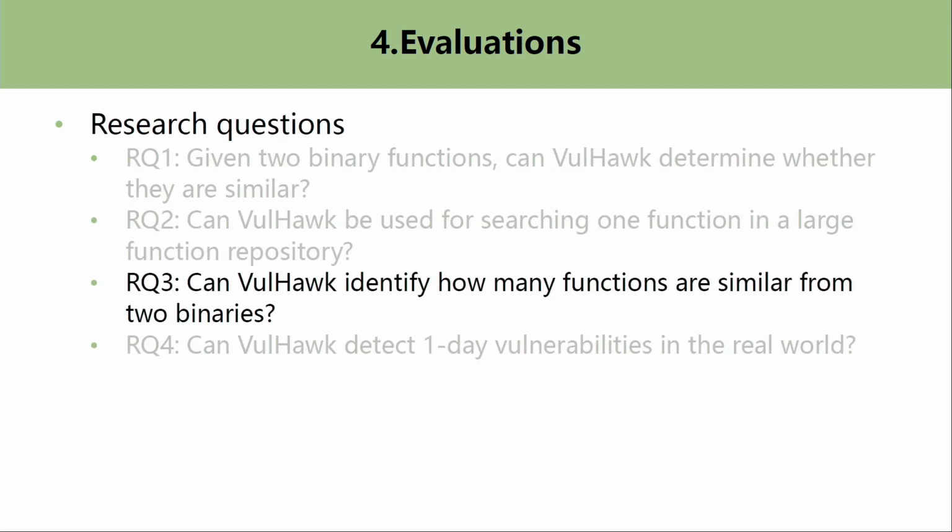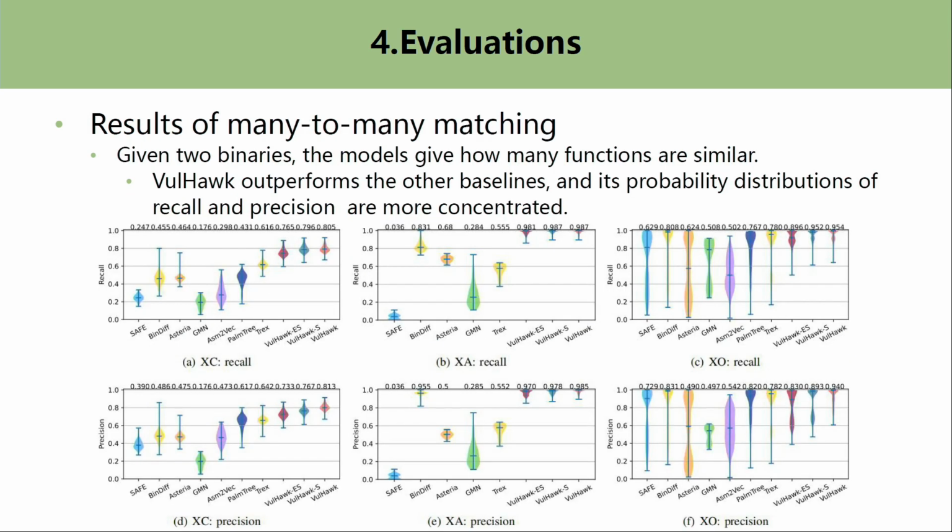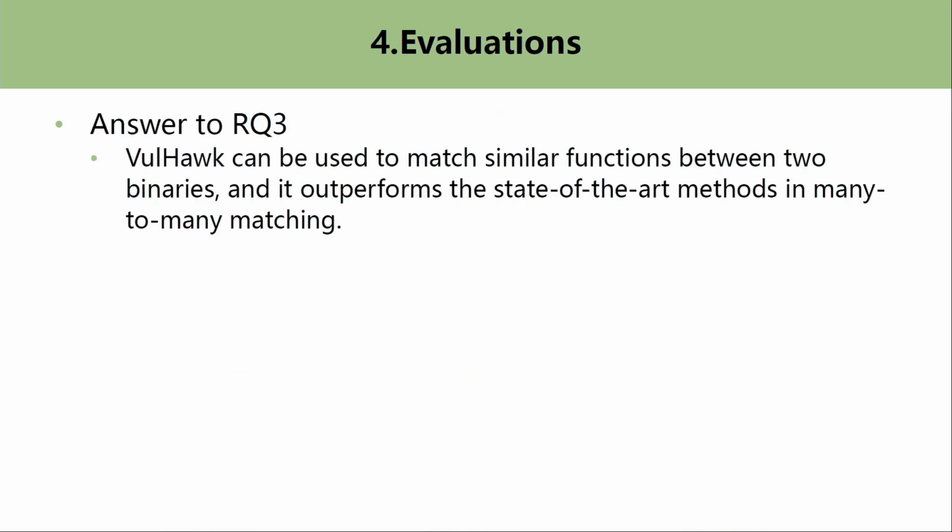The third is, can VulHawk identify how many functions are similar for two binaries? Here is the result of many-to-many matching. In this experiment, given two binaries from the same code, the model determines how many functions are similar. VulHawk outperformed the other baselines, and its probability distributions of recall and precision are more concentrated. We can answer research question 3. VulHawk can be used to match similar functions between two binaries, and it outperforms the state-of-the-art work in many-to-many matching.